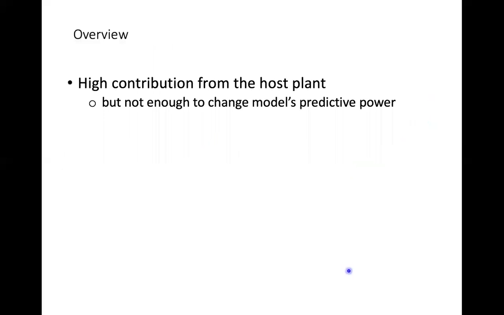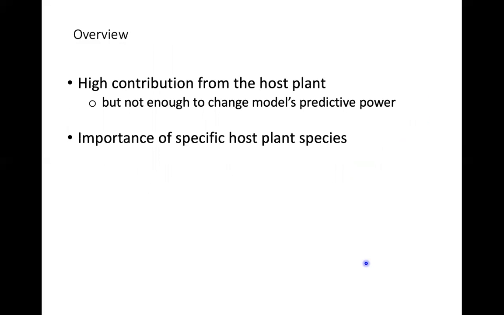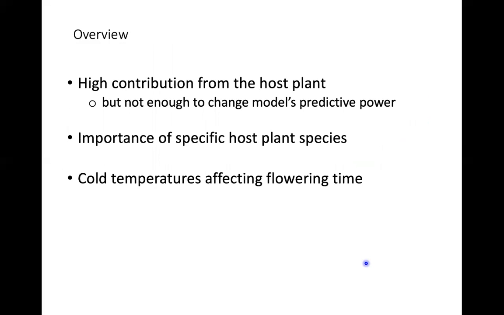Overall, yes, biotic interactions do contribute, but in this case, it was not enough to change the model's overall predictive power. There may also be specific host plants that are more important for the bee's range, and cold temperatures could be influencing the northern range limits. Finally, there may be effects of the study's scale.